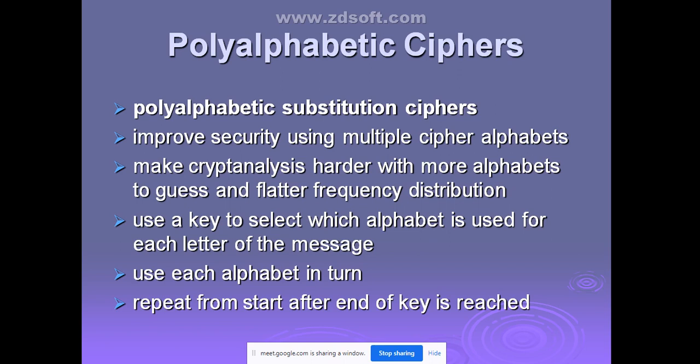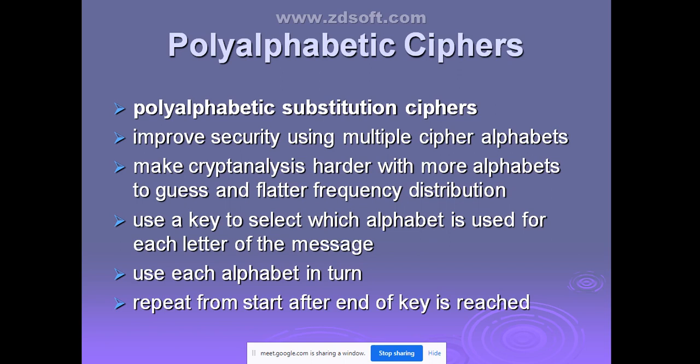See here, as already told, it improves the security by using multiple cipher alphabets, making the cryptanalysts, that is attackers, work harder, with more alphabets to guess and a flatter frequency distribution. Because they need to guess more alphabets, that is somewhat difficult, and with the flatter frequency distribution, using the relative frequencies they do trial and error and deduce the plain text. That is what they have used in the monoalphabetic.